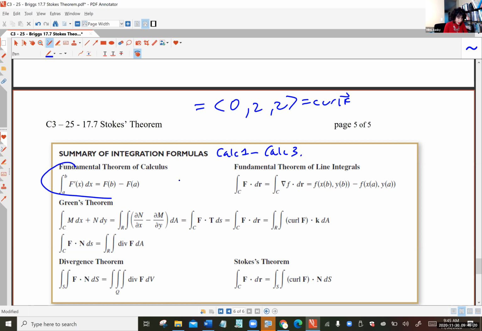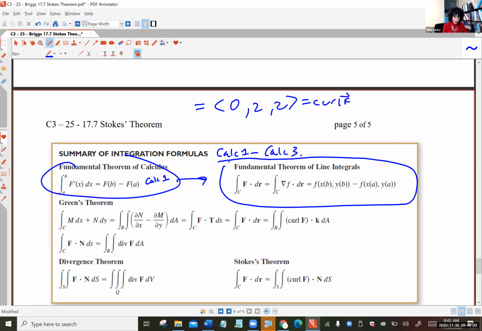So this is what you learn in Calc 1. You learn the fundamental theorem of calculus, and you know that's pretty basic. And then we use that to help prove the fundamental theorem of line integrals. And keep in mind, the fundamental theorem of line integrals, which is going to be on midterm 4, you bet your sweet bippy. When are you allowed to use it? You're allowed to use it when your vector field is conservative.